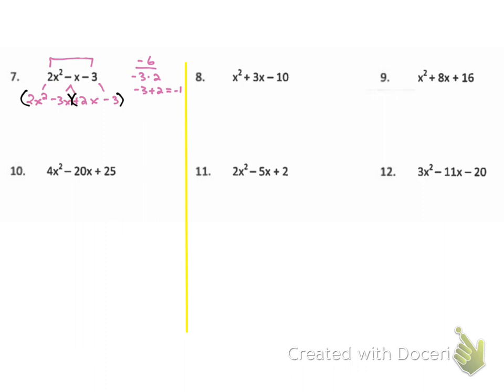GCF of that first group is an x. And that leaves me with 2x minus 3. GCF of that second grouping is just a 1. Leaves me with 2x minus 3.